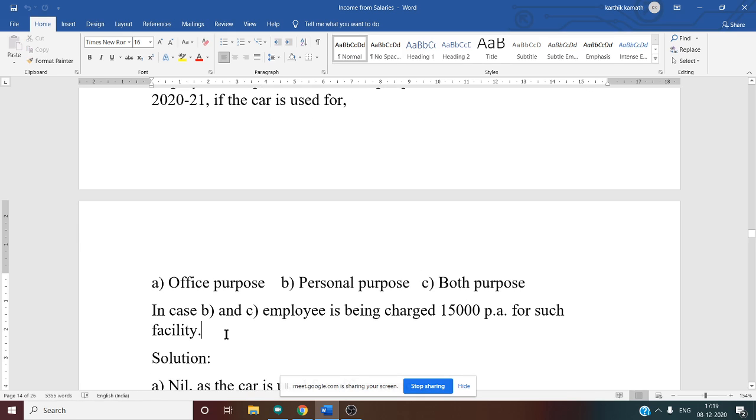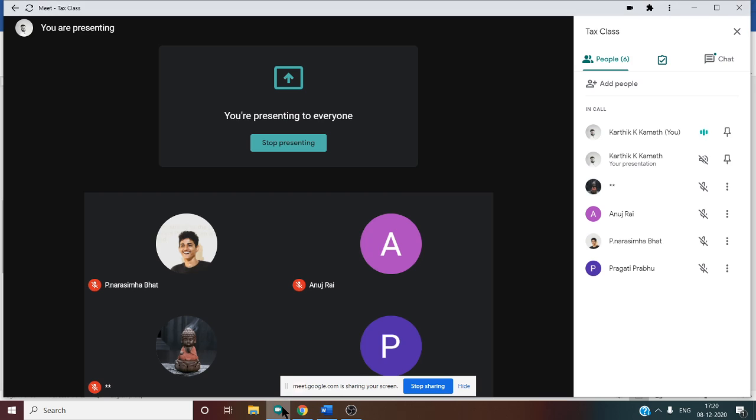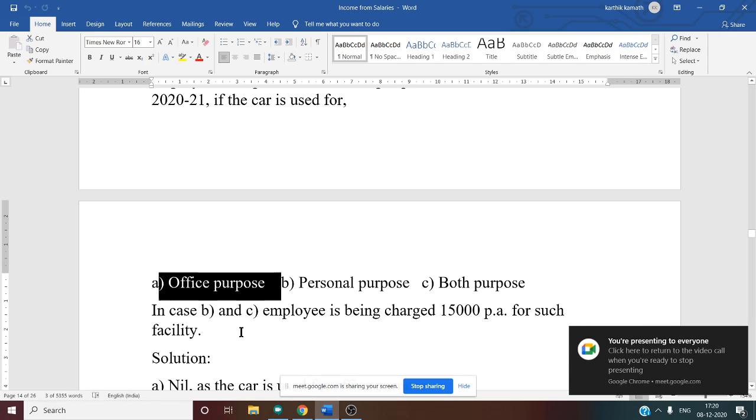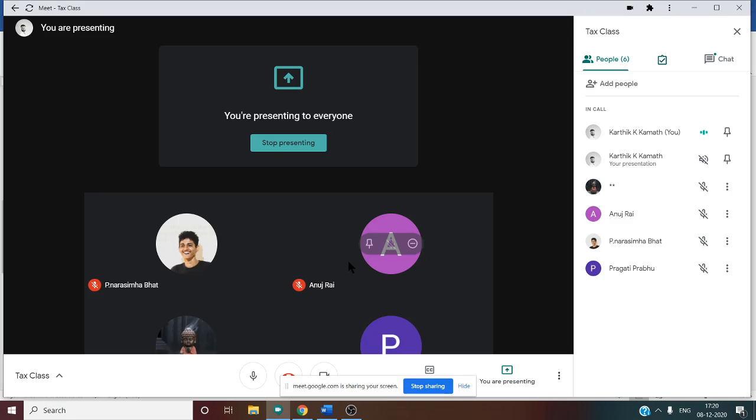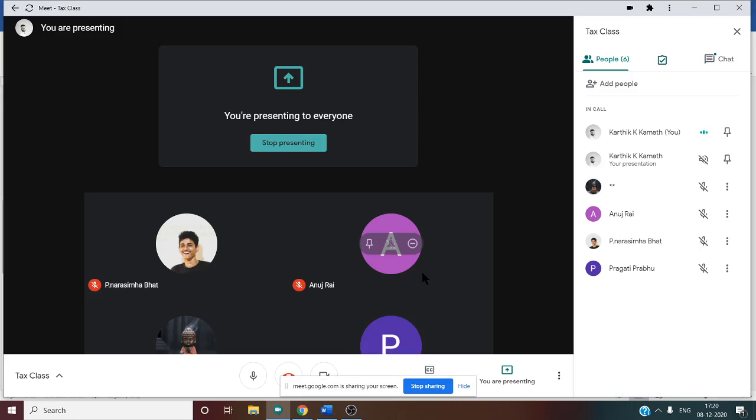In case B and C, employee is being charged 15,000 per annum for such a facility. So this is the amount taken from the employee. So as per the format, we know this amount we have to deduct. That we have to see. So now one by one we have to see the calculation. See this now. First one, solution when the car is used for official purpose. Can you tell me what is the perquisite value? Yes, tell me. Only for official purpose, whether there is a tax.